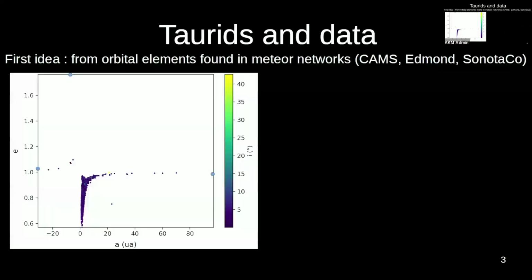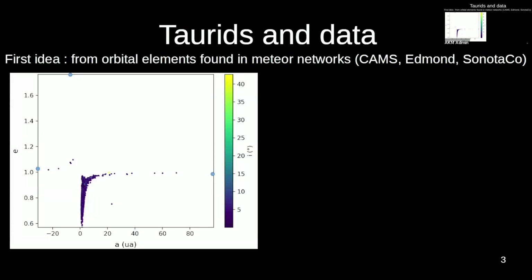Plotted the different orbital elements. So here you have the semi-major axis I could find in databases. Here you have the eccentricity, and here you have the different inclinations. So obviously it's way too wide, and there's probably a lot of meteors there that are not really Taurids. Obviously we have some very, very high eccentricity that makes no sense, and the inclination also doesn't work.